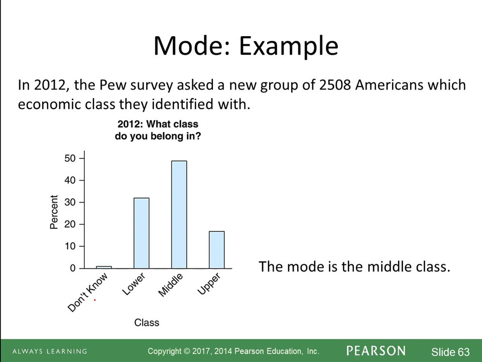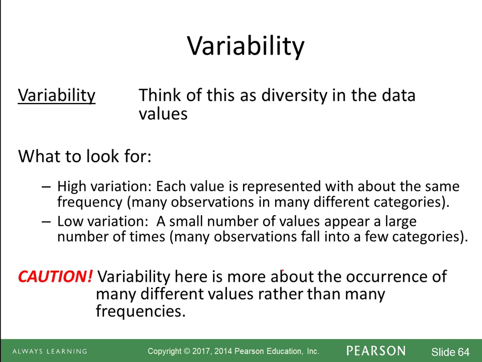So here we have a new group of 2,508 Americans, which economic class they identify with. So they don't know lower, middle, upper. So the mode is here in the middle class. So when we have high variation, each value is represented at about the same frequency. Low variation, a few values appear many times. So variability here is how many values you have rather than frequencies.